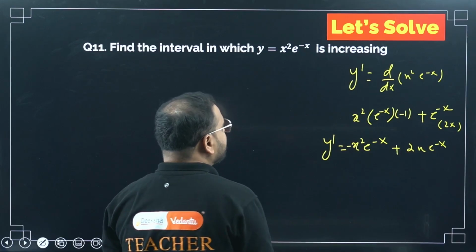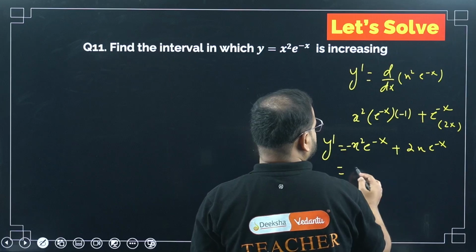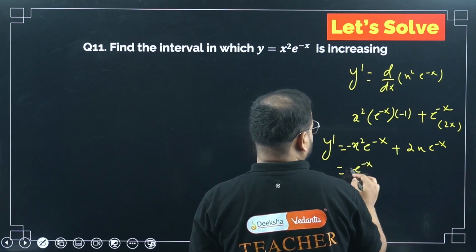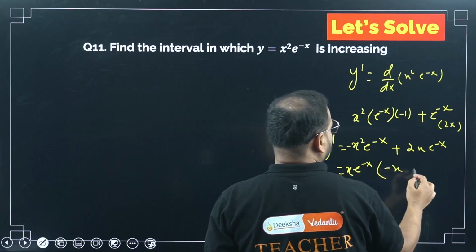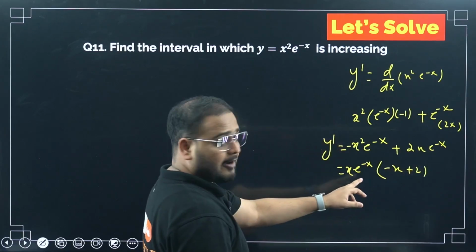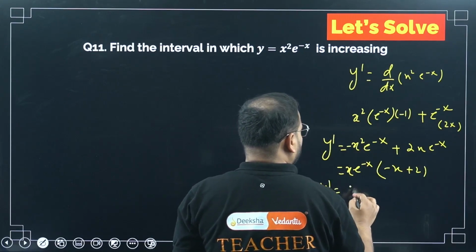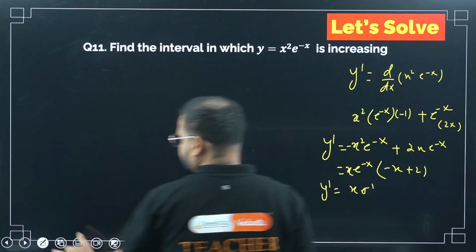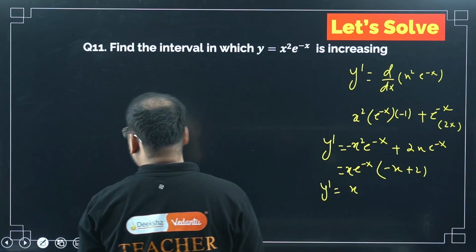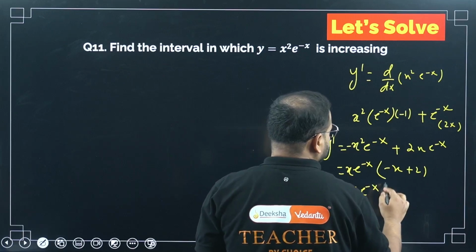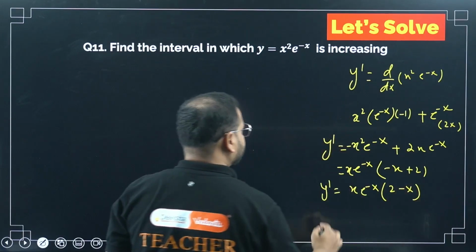Okay, simple. Now I have to find the interval. So let me check here. I can take e power minus x common, and with it x common. What's left now is only minus x and plus 2. Please check. I have taken e power minus x and x common. So my factorization is x e power minus x, 2 minus x. I'm looking for the interval, so I have to equate it to 0 to get the critical points.